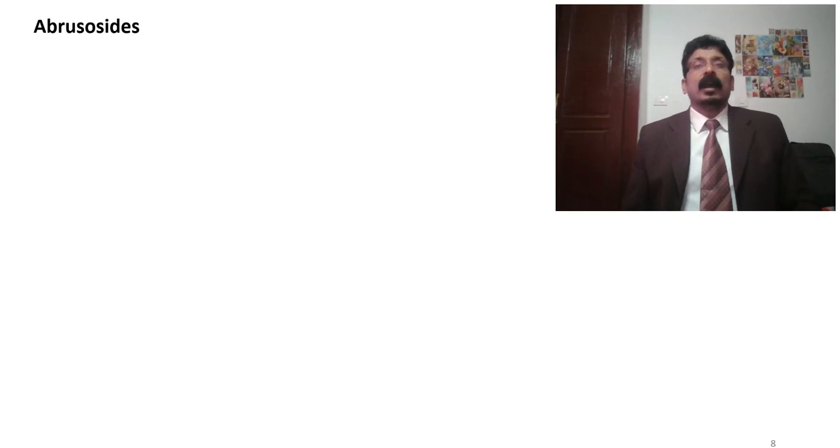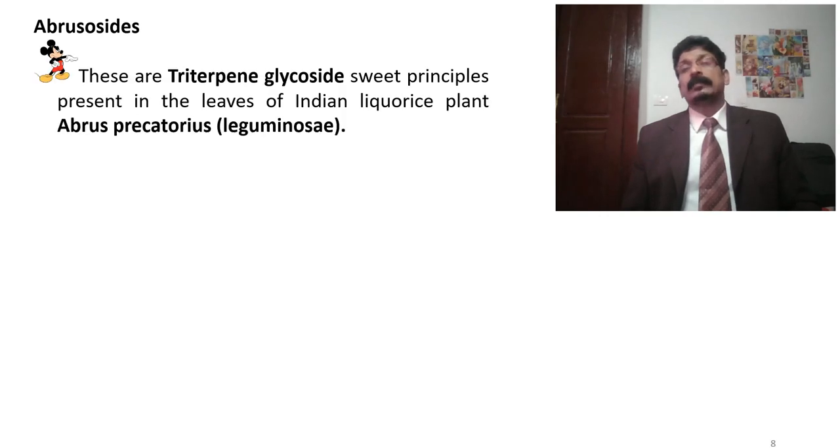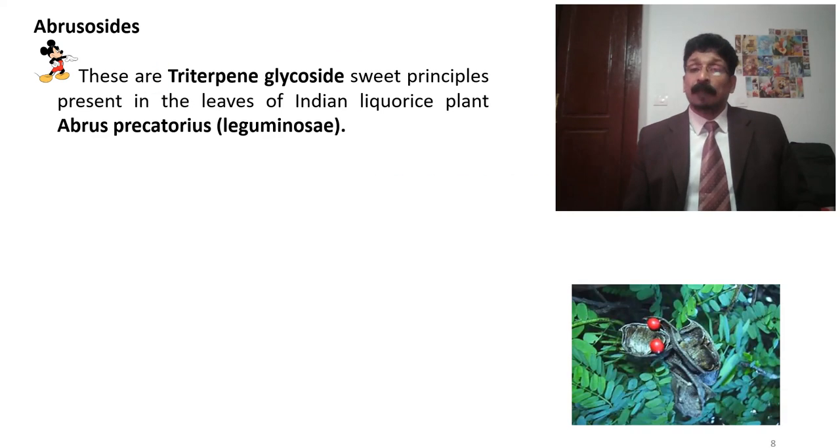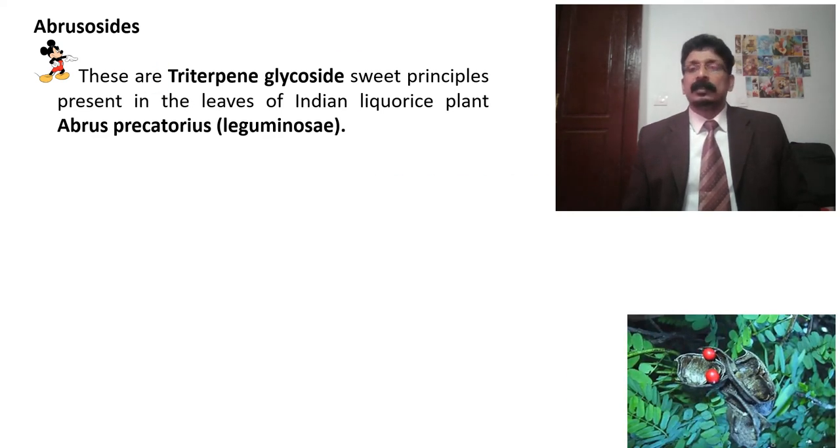First one we can say, abrusosides. They are triterpene glycosides, sweet principles present in leaves of the Indian licorice plant, Abrus precatorius, leguminaceae family. See this picture.